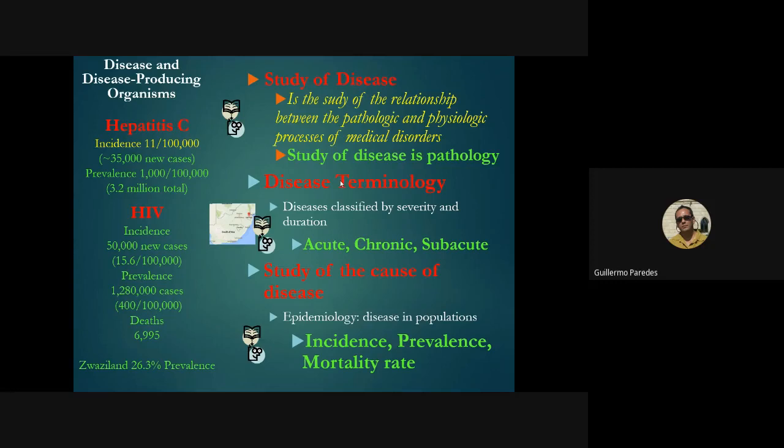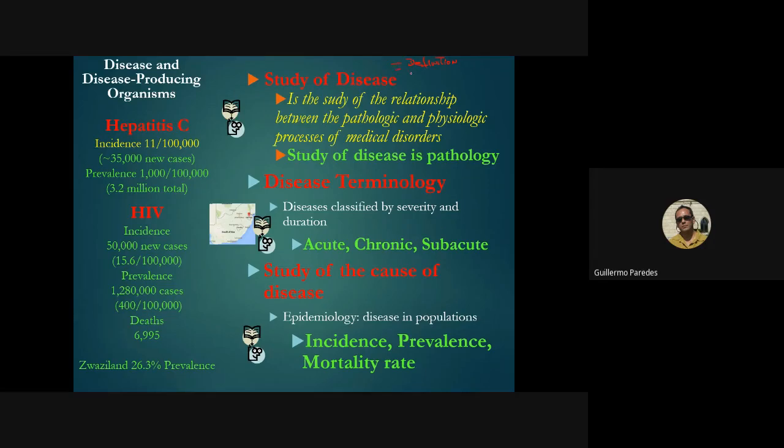A study of the disease. Okay, so one thing: what is the study of the disease? The study of the disease is called pathology. Pathology is the science that studies the disease. So what does pathology involve? You're going to start with a definition, just to let you know, all the process. It's not just one word.